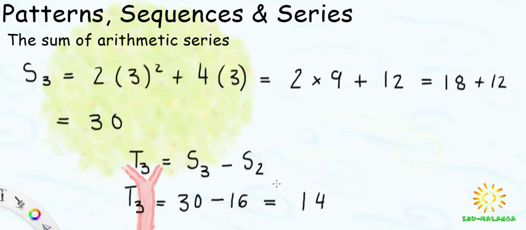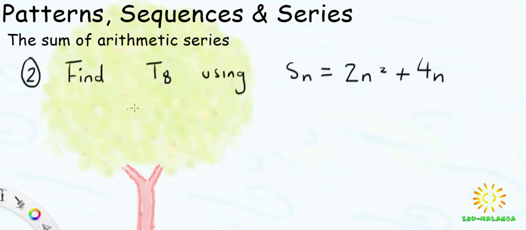Remember how we found term number 3? We found the sum of the first 3 terms, and we had the sum of the first 2 terms, and the difference between those two was equal to term number 3. So to answer this question, we can say that T8 is equal to the sum of the first 8 terms minus the sum of the first 7 terms, and what remains is going to be our 8th term. So let's start by solving for the sum of the first 8 terms.